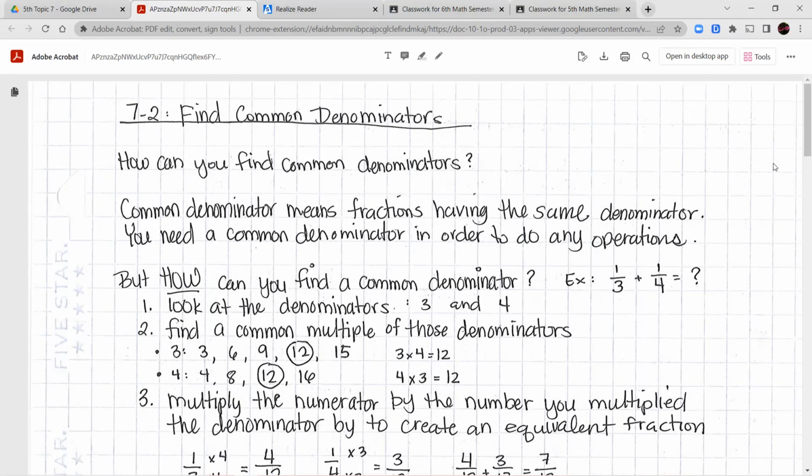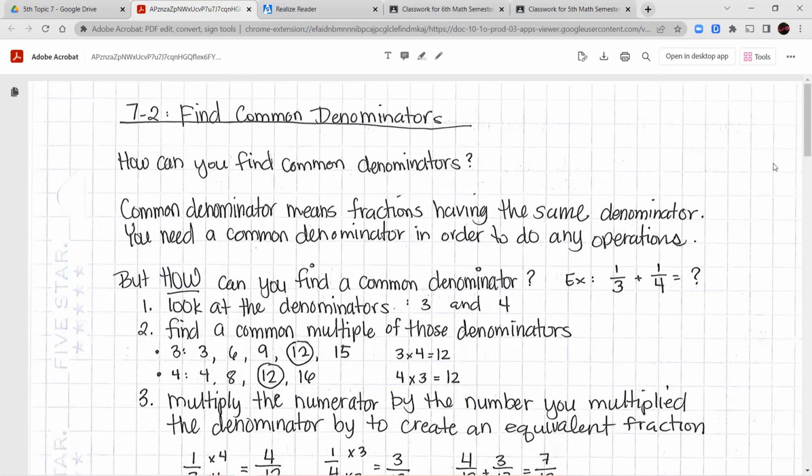We'll use the example from the video, the 1/3 and the 1/4. So first, take a look at the denominators that you have. You have a 3 as one denominator and a 4 as the other. Now we need to find a common multiple of those two denominators. So list your multiplication facts for each of those numbers, for 3 and for 4. Find out which number they have in common. So both of them have 12 as a multiple.